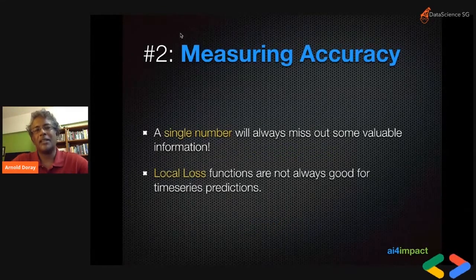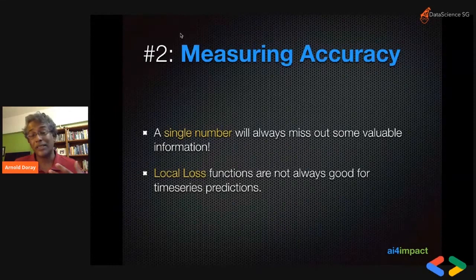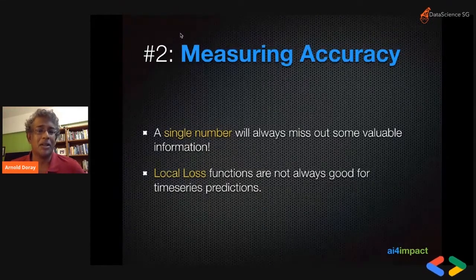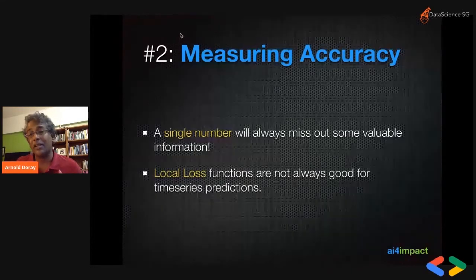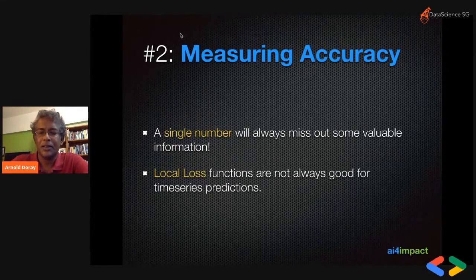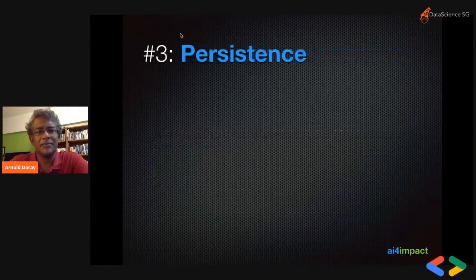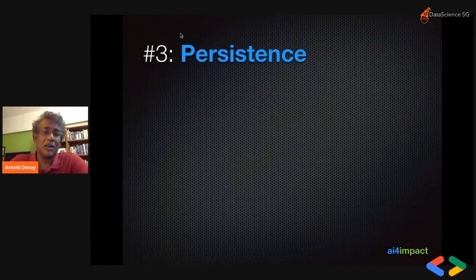But the important thing to understand, and I hope you'll see this very clearly in this presentation, is that single numbers will always miss out some valuable information about what you're trying to do. This is especially true for time series forecasting because it involves an element of time. We'll also see that sometimes local loss functions like RMSE are not very good for time series predictions. The third concept I want to introduce is persistence.